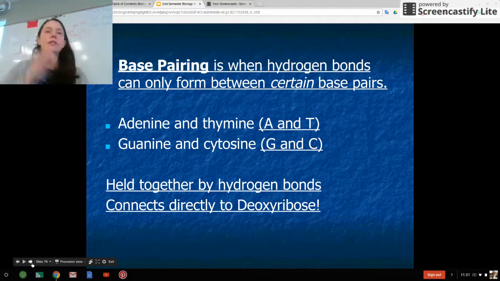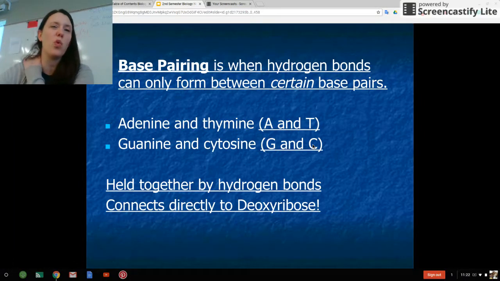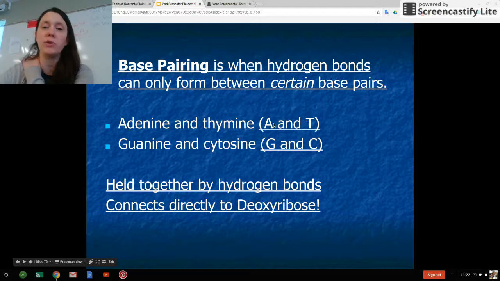And those A's, T's, G's, and C's only like to be with other certain nitrogen bases, and that's called base pairing. We've got a thing in the middle called a hydrogen bond, and it's only going to work between certain base pairs. A and T like to go together, G and C go together. The hydrogen bond holding the ladder together won't work between G and T. It won't work between A and C. It'll only work between A and T and G and C. So make sure you know it's held together with this little thing called a hydrogen bond, and that our A's, T's, G's, and C's connect directly to a thing called deoxyribose.